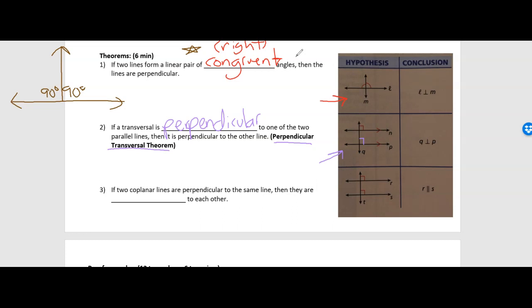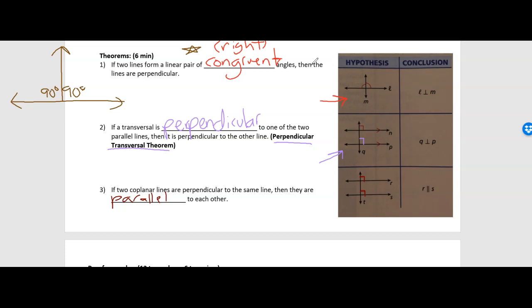The third one, if two coplanar lines are perpendicular to the same line, then they are parallel to each other. If two coplanar lines are perpendicular to the same line, so over here we see these two lines. We know that they're perpendicular to line T because they both form right angles when they intersect T.